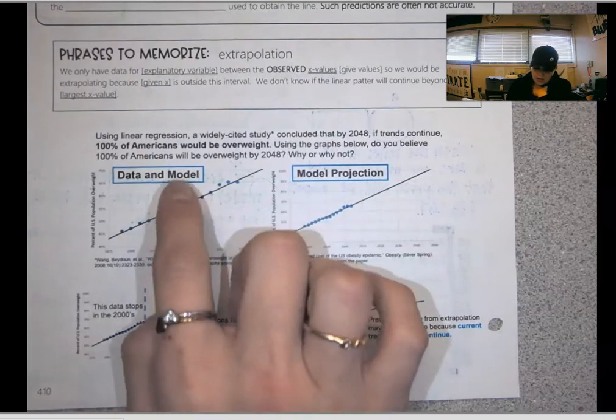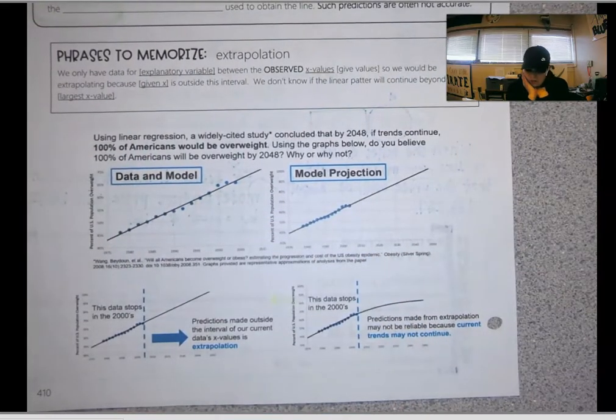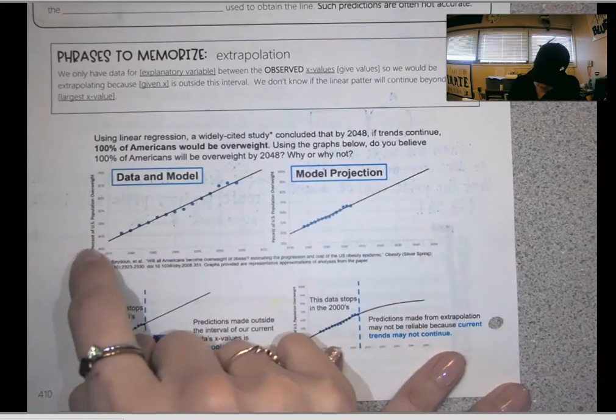So the setup here is, using linear regression, a widely cited study concluded that by 2048, if trends continue, 100% of Americans would be overweight. So in about 50 years, all of us would be considered overweight. Using the graphs below, do you believe that 100% of Americans will be overweight by 2048? Why or why not?